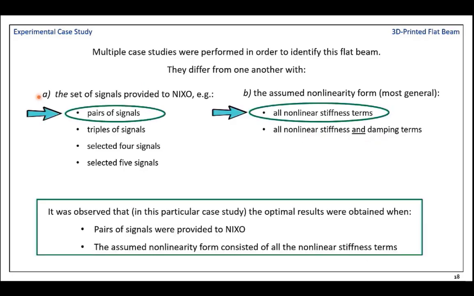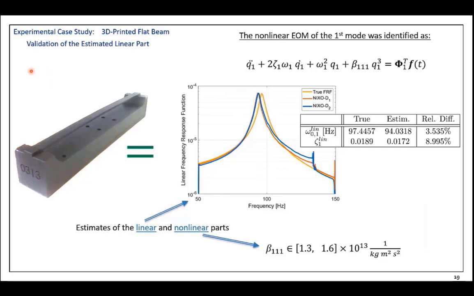It was observed that in this particular case study, the optimal results were obtained when the signals were provided to NIXO in pairs and the assumed nonlinearity contained all the nonlinear stiffness terms only. The nonlinear equation of motion identified by NIXO is presented here in this expression. As we can see, only one nonlinear parameter, namely beta 111, was identified as strongly real-valued. This result was actually expected, since the tested beam was flat.